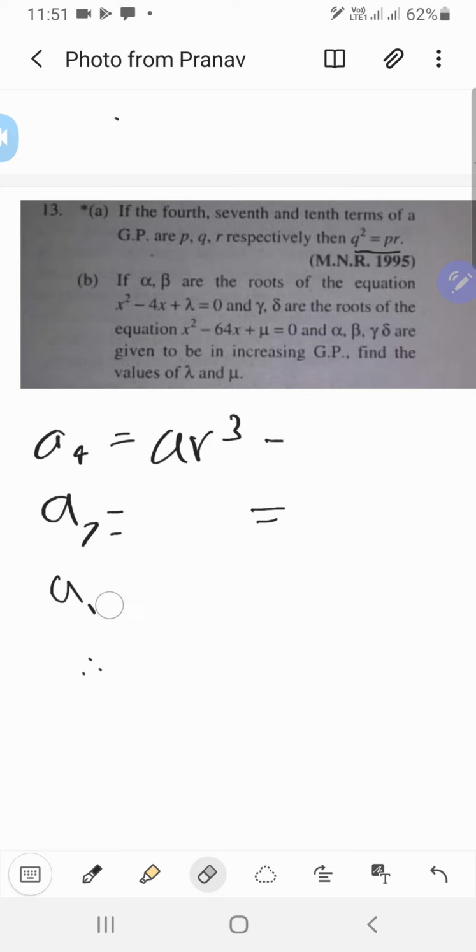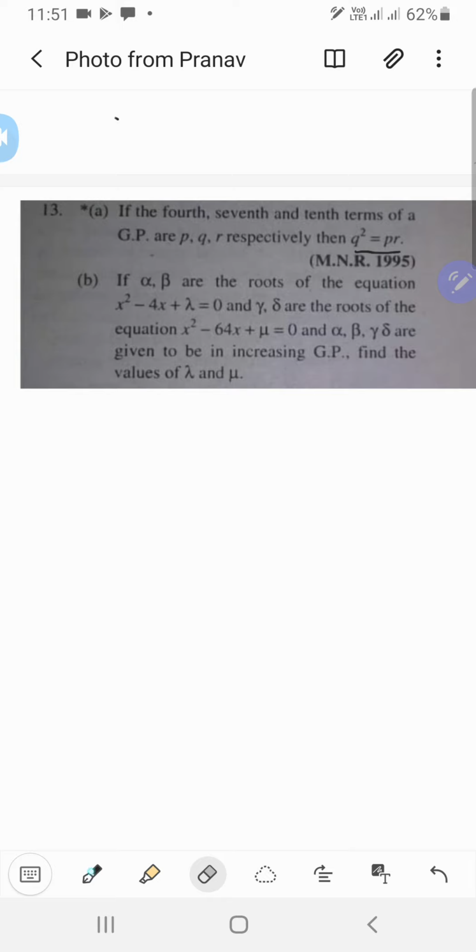The next question is: if alpha, beta are the roots of the equation x squared minus 4x plus lambda equals 0, and gamma, delta are the roots of the equation x squared minus 64x plus mu equals 0, and alpha, beta, gamma, delta are given to be an increasing GP, then find the values of lambda and mu.